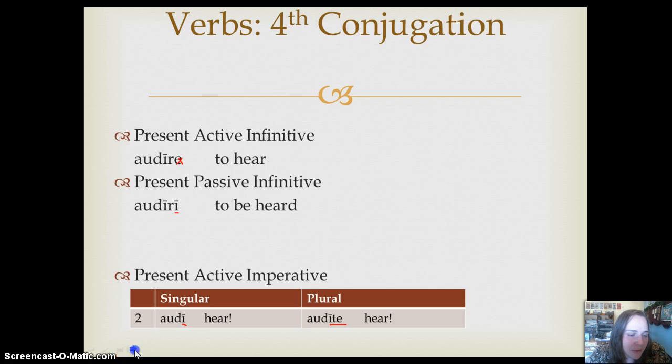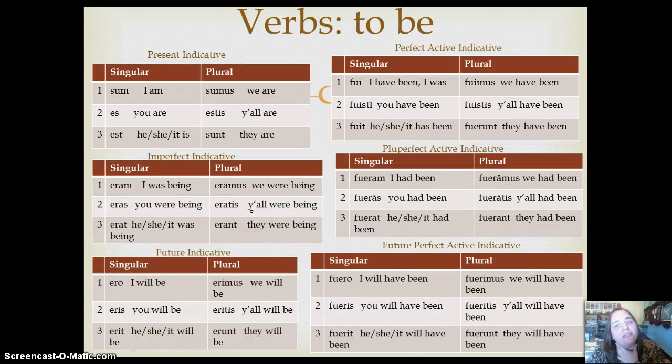The last thing I want to remind you guys about is the irregular verb sum, esse, fui, futurum. Here is a full conjugation in the indicative. And don't forget about its compound. Don't forget about its compound possum, okay?